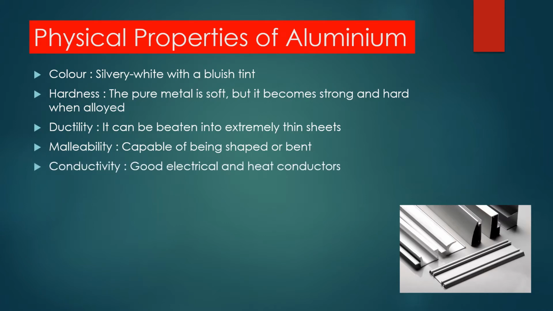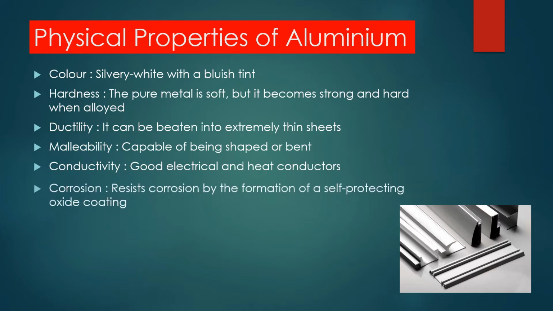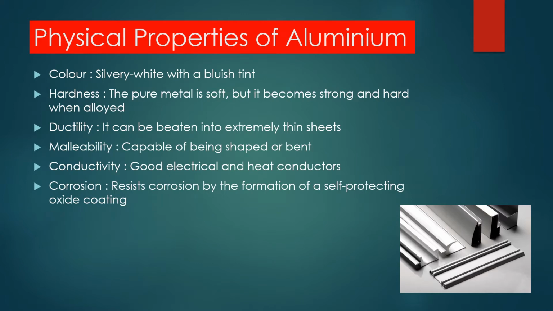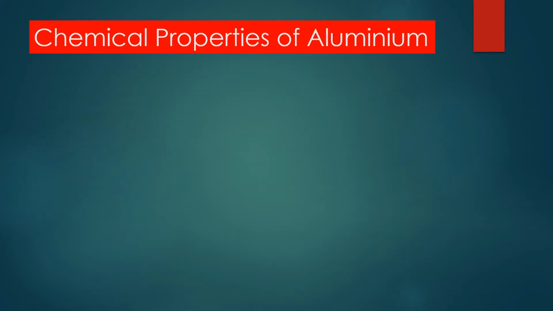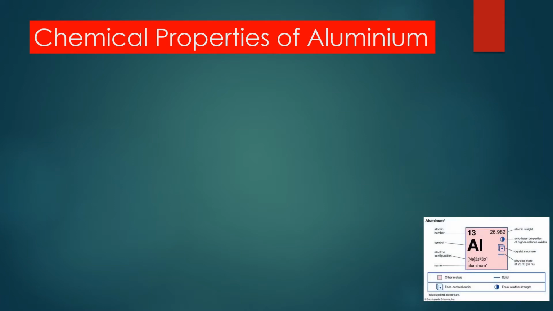Conductivity: very good with electric current flow and as a heat conductor. Corrosion. For the chemical properties of aluminium, from the table, this is the symbol.